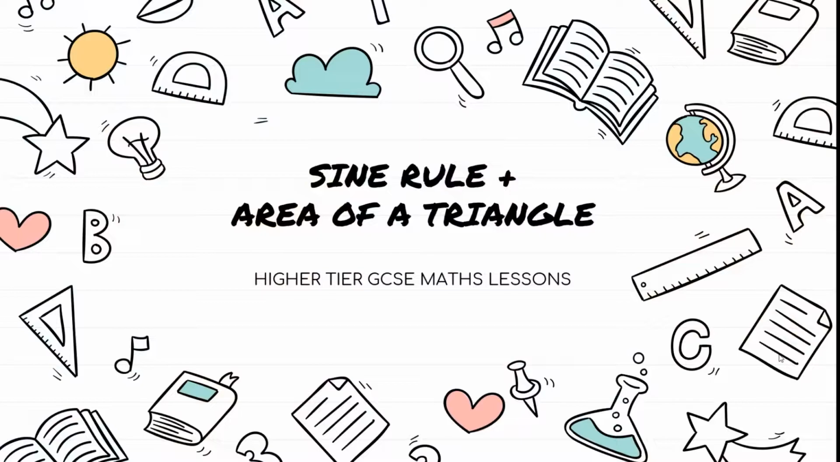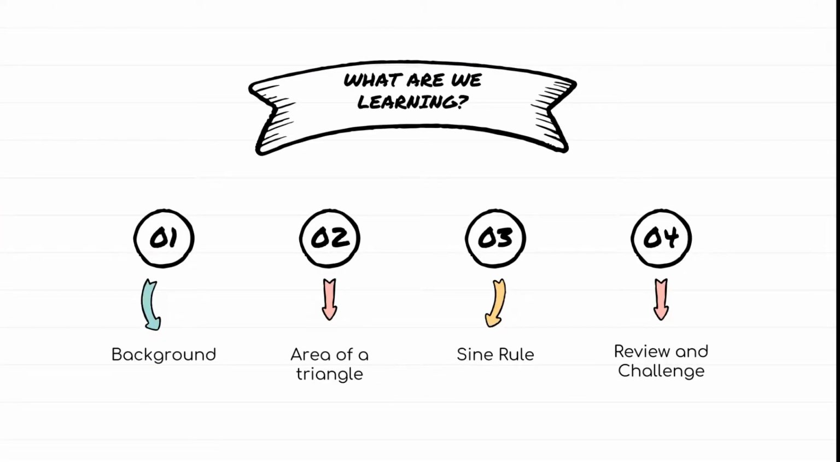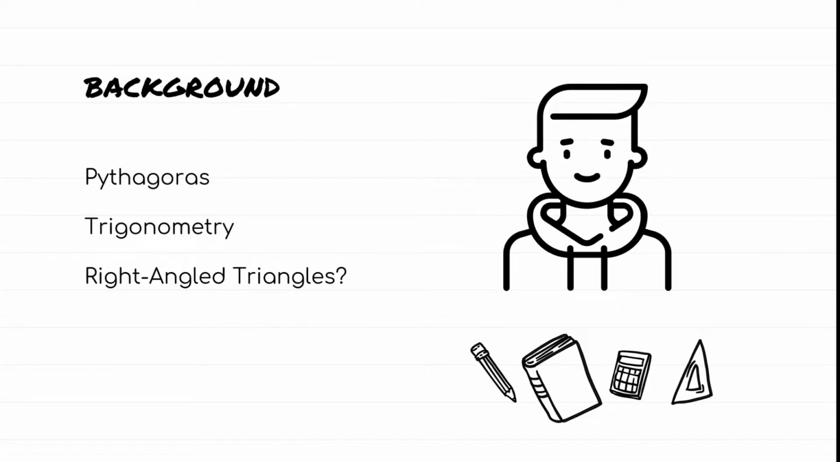So what is it we're doing? We are going to be looking at sine rule and area of a triangle. And so we are going to be progressing through and hopefully learning a bit about the background, where they come from, a bit about the area of a triangle, sine rule, and then we're going to review it all at the end.